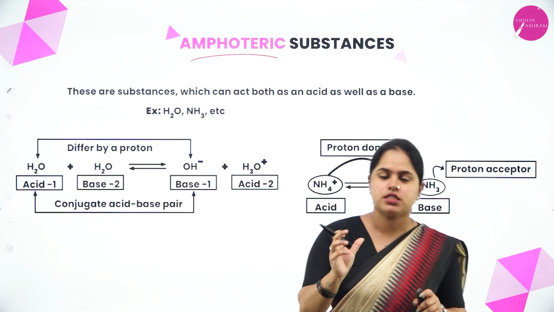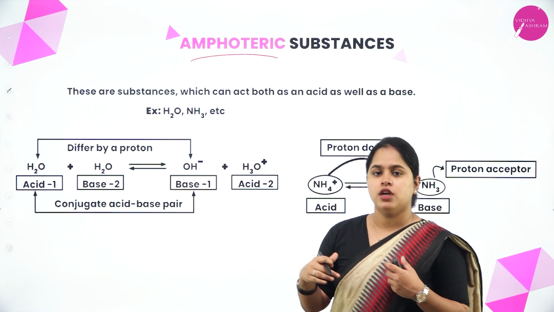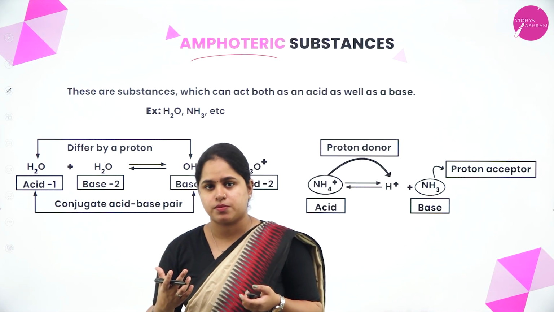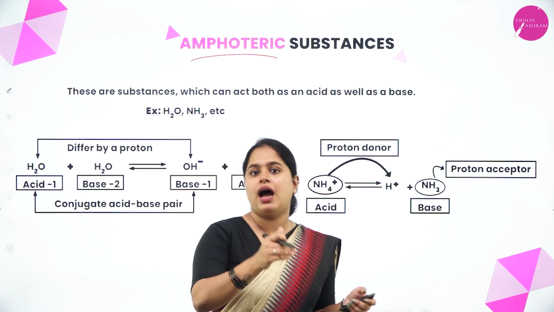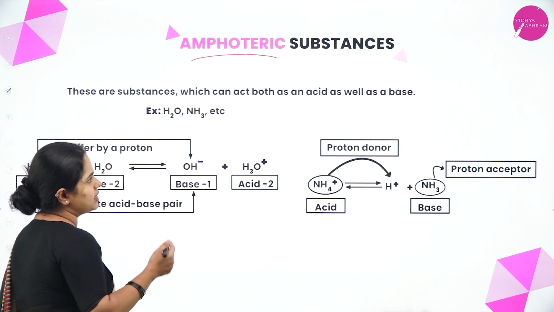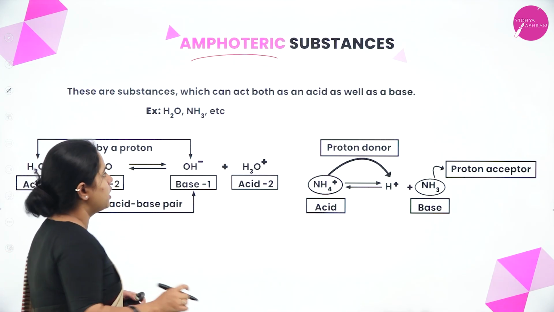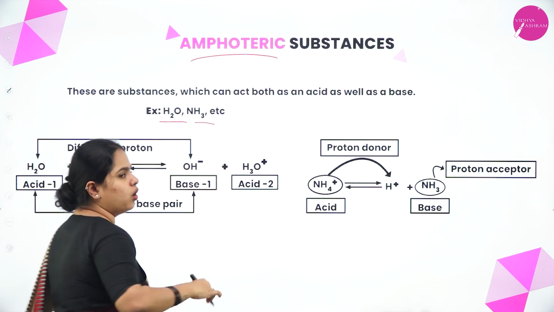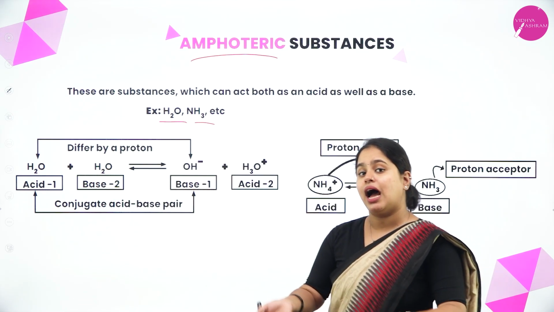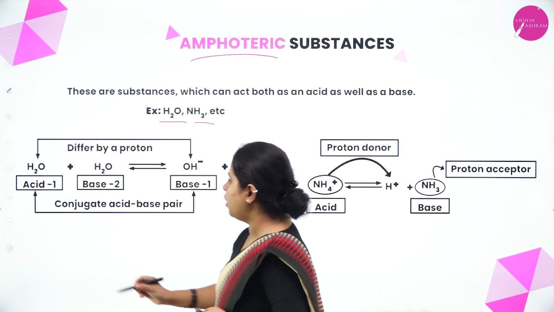Okay, it's the same substance which can show two behaviors. So in case of acids and bases, amphoteric substances are those substances which can act as both an acid as well as a base. For example, water and ammonia are substances which can act as an acid as well as a base. So let's take the example of water.